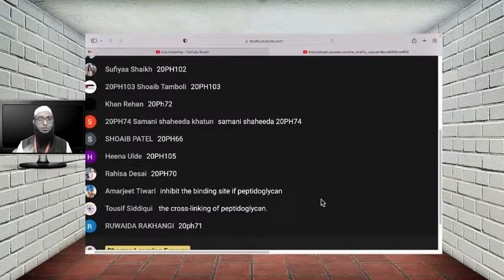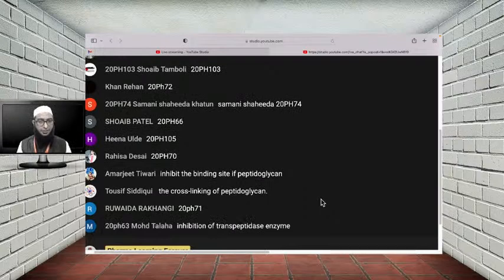Tosif has tried to give this answer. He has mentioned the cross-linking of the peptidoglycan. Actually, it inhibits the cross-linking of peptidoglycan, but how does it inhibit? Okay, very good. The more precise answer is given by Muhammad Talha. It produces inhibition of the transpeptidase enzyme. So this is the key mechanism of action of penicillin.